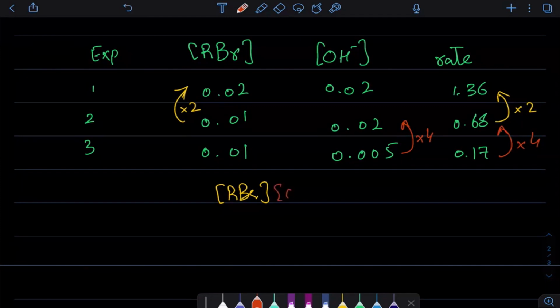So this is also first order with respect to OH minus. So my rate is going to be this, and this is my rate equation. Remember, we cannot predict the rate equation just by looking at a chemical equation. We have to use graph. There is absolutely no other way to do this. ठीक है?